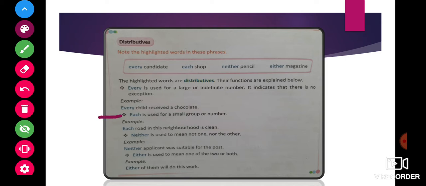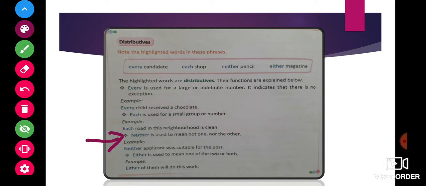Now let us look at each. Each is used for a small group or number. In contrast to every, which was used for a large group of people or a large number, each is used for a small group or a small number. Let us look at the example. Each road in this neighborhood is clean. Now our neighborhood is a small place, it's a small area, so the roads in the neighborhood will also be a small number. Therefore, each is used here.